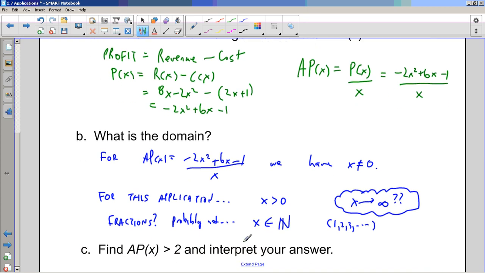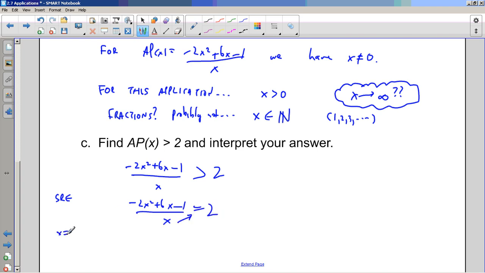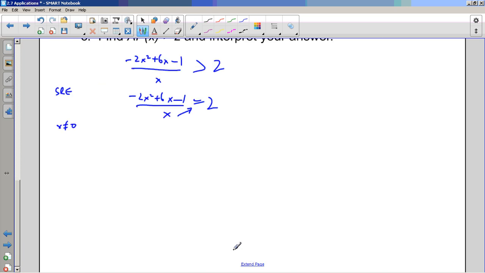Here we go. This is the main meat of this question. Find where the average profit is greater than 2 and interpret your answer. Okay, so this is more like what we did last day or the day before, right? We want to solve that inequality. And so how do we get started? We solve the related equation, equal to 2. Cross multiply as long as X isn't 0. And we remember what that means. That means X equals 0 is going to go on our number line.